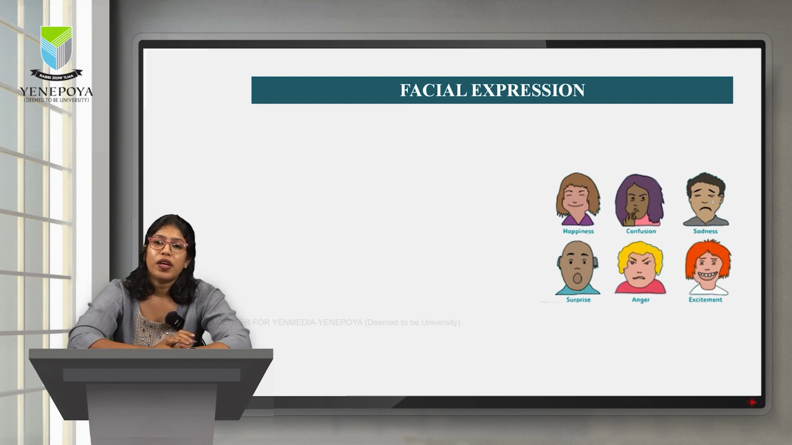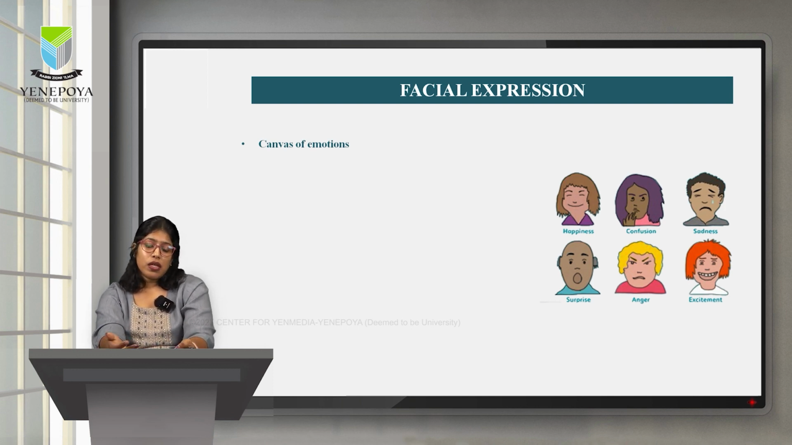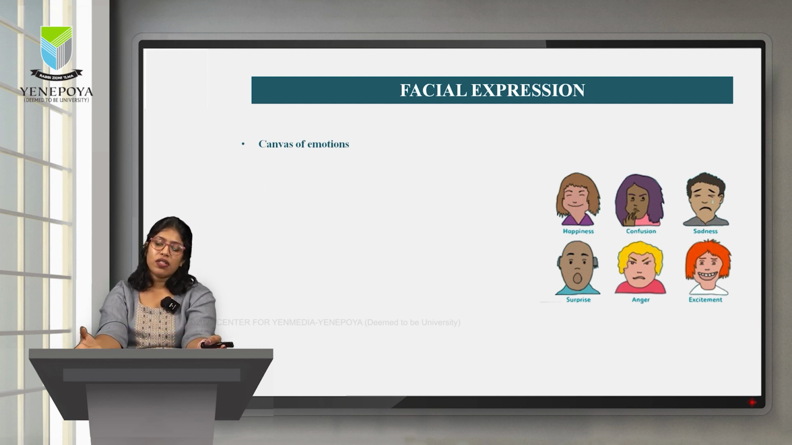Next we move on to facial expression. Now our face is a canvas of emotions, and we've already seen that. We can keep a straight face, an angry face, a confused face, a sad face, a happy face, everything. So it's like a canvas. You have different paints, and your face is just a palette, and you are able to paint any kind of emotion you want. So when this happens, you should utilize your expressions in that particular manner.